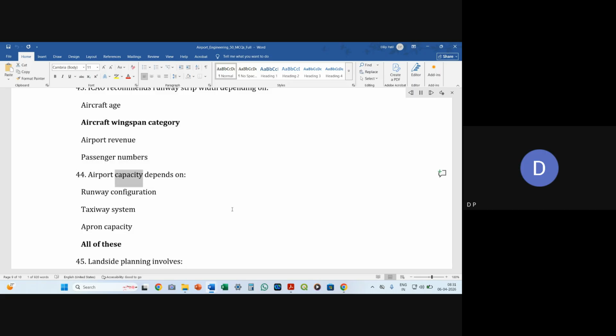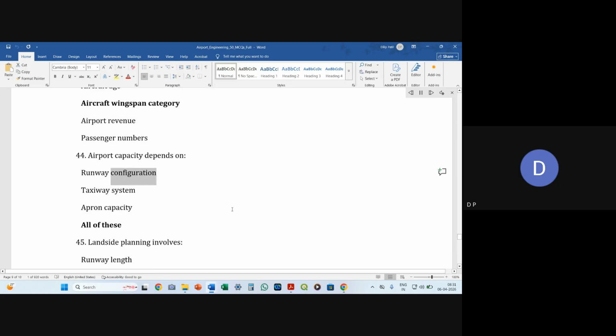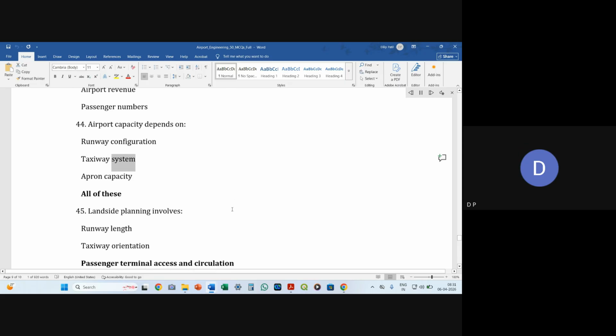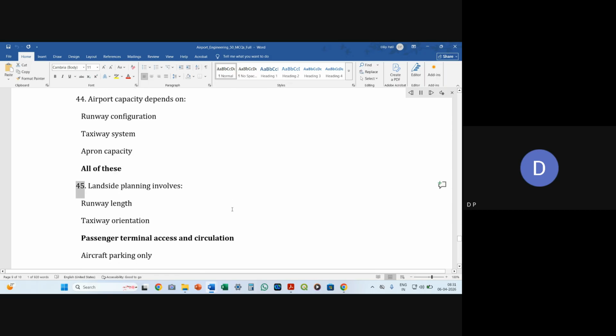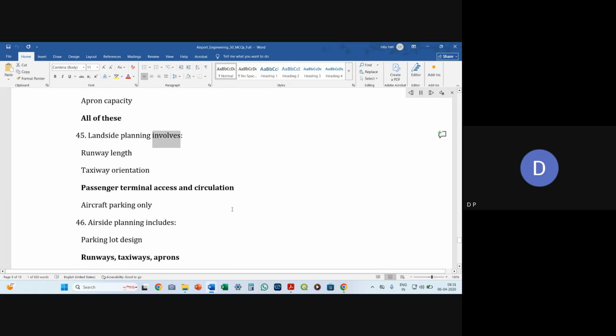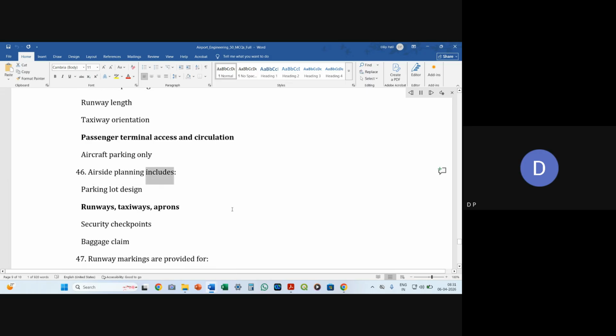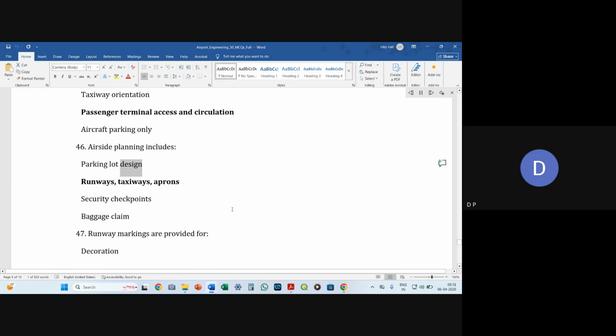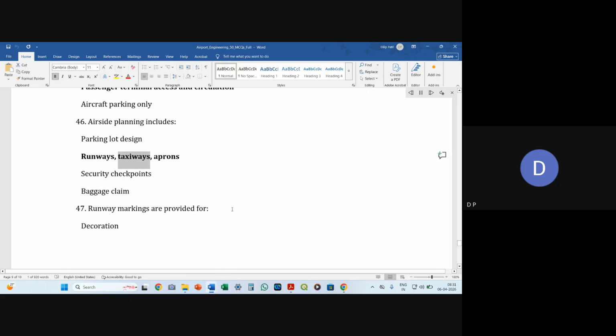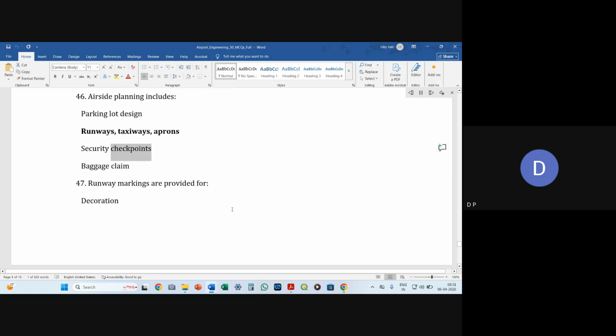44. Airport capacity depends on runway configuration, taxiway system, apron capacity. All of these. 45. Landside planning involves runway length, taxiway orientation, passenger terminal access and circulation, aircraft parking only. 46. Airside planning includes parking lot design, runways, taxiways, aprons, security checkpoints, baggage claim.